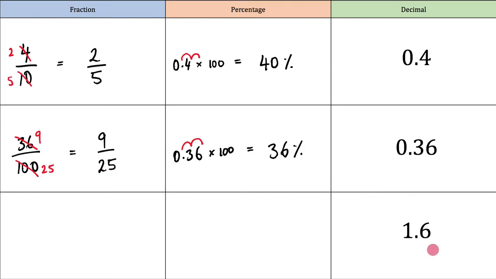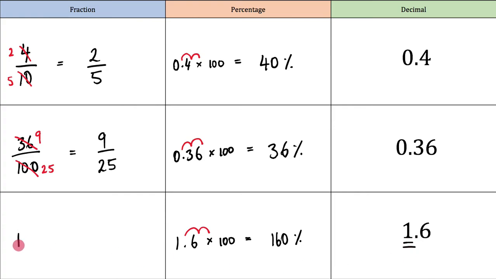Let's now come to our next one. We have 1.6. Again, we follow the same protocol. To turn this into a percentage, we simply multiply it by 100. So that means I'm going to end up with, let's take our decimal and move it twice over. So it will be 160%.